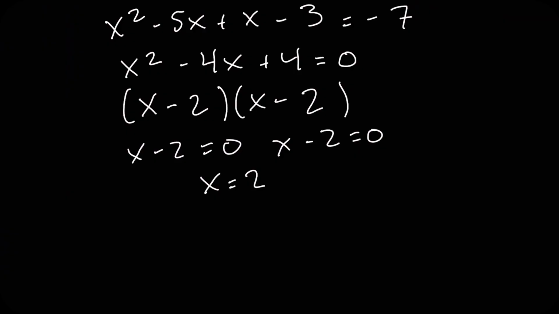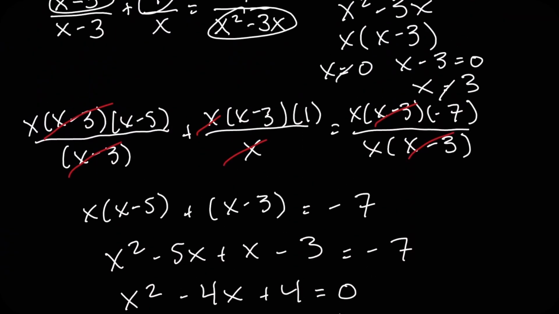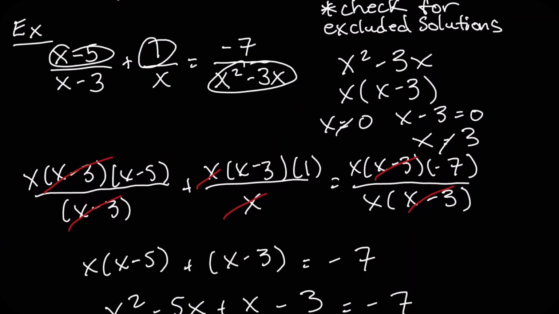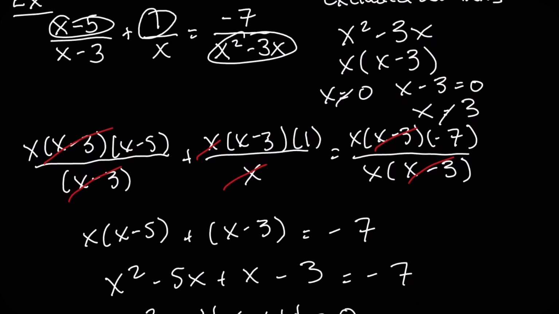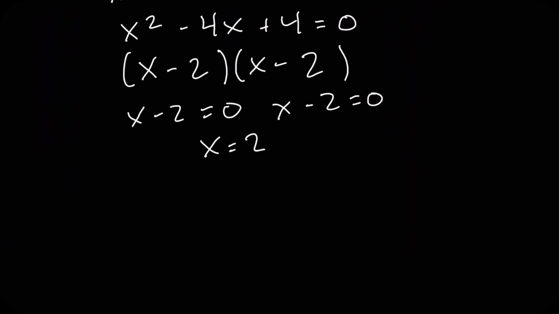Again, you're not done here. Go back up, check to make sure. So in our case, we didn't want it to be equal to 0 or 3. So we are good to go, and we can go ahead and say that x is equal to 2 will be a solution.